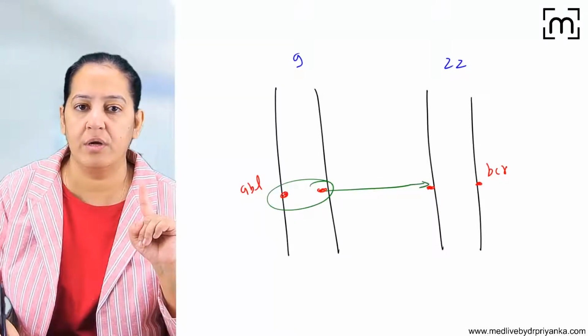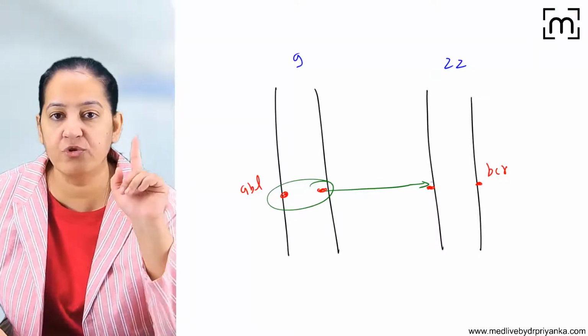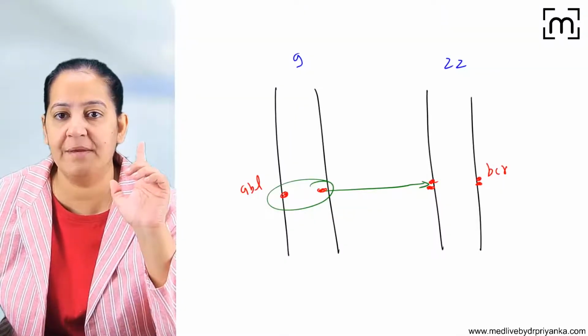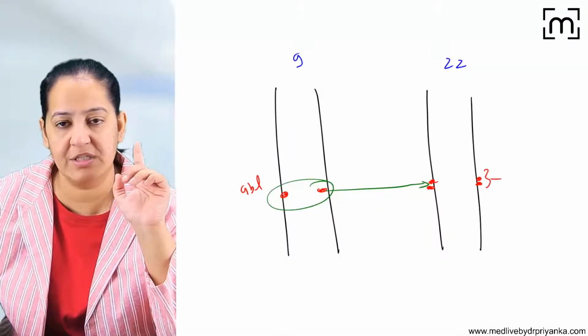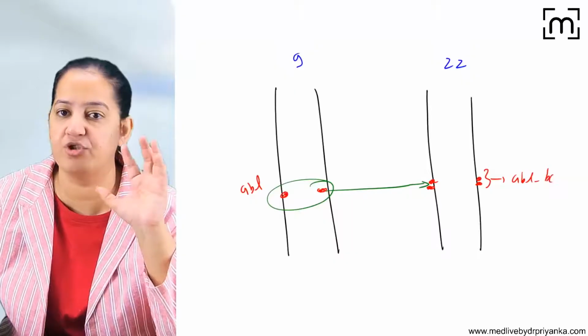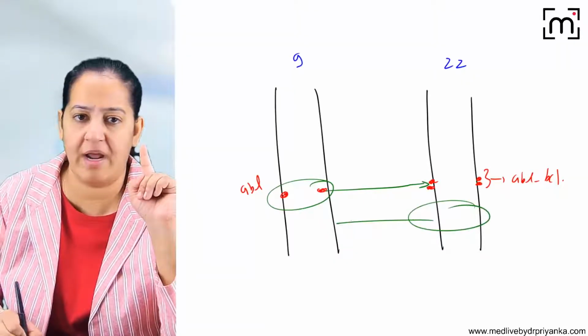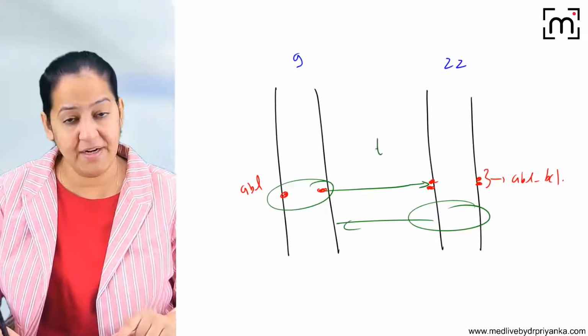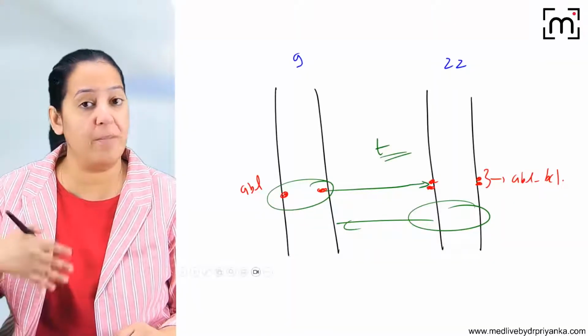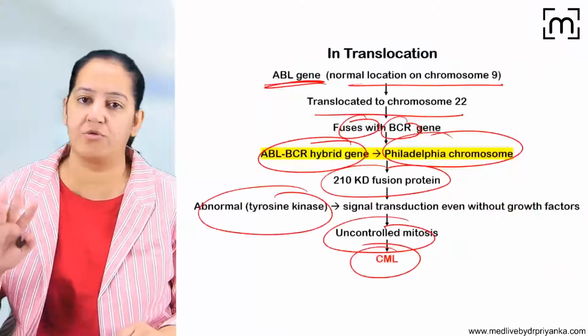translocated to 22, ABL from 9. So on 22, the fusion gene is formed, which is known as ABL BCR fusion gene or hybrid gene. Instead of that, a portion is given from 22 to 9 which doesn't contain any important gene. Label it as balanced translocation, and that leads to abnormal tyrosine kinase, and that leads to uncontrolled mitosis.